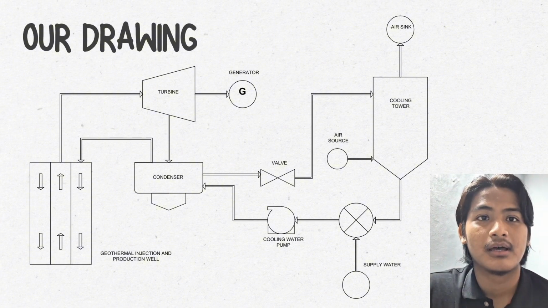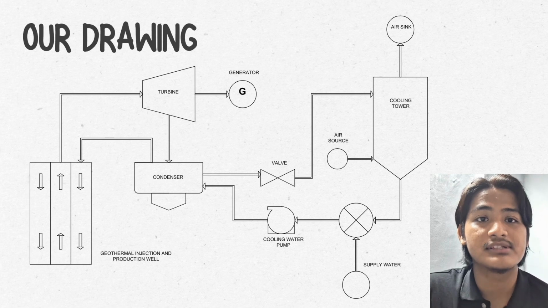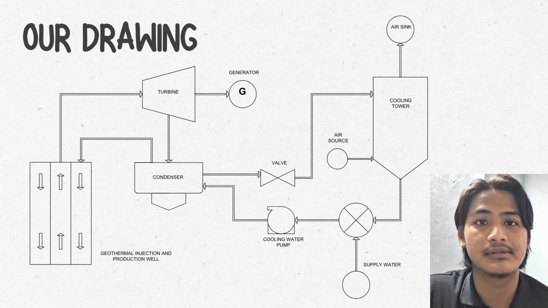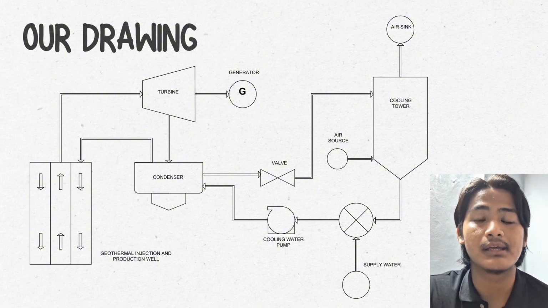Alright, after all that, we also included an air source and air sink, representing potential environmental heat, and a valve for flow regulation. So this project illustrates the basic working principle of a closed-loop geothermal power cycle, showing energy conversion, heat rejection, and sustainability in geothermal energy use.